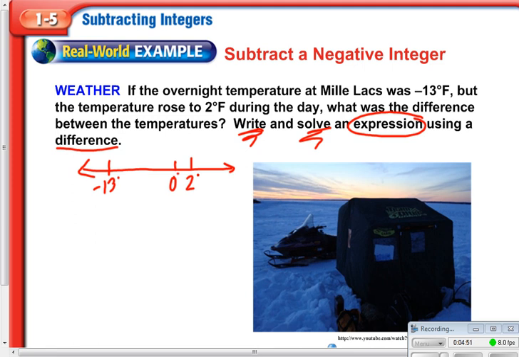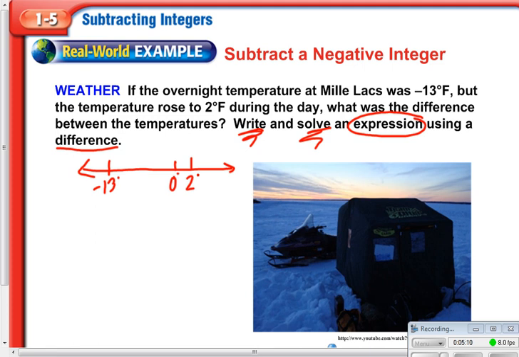From negative 13 to 0, the absolute value there is 13, so that's a 13 degree difference. From 0 to 2, the absolute value is 2, so from 0 to 2, it's a 2-degree difference. So from negative 13 all the way up to 2 should be a 15-degree difference.